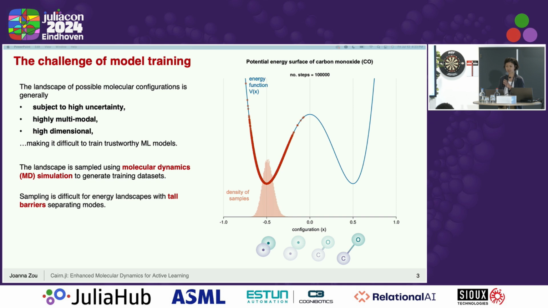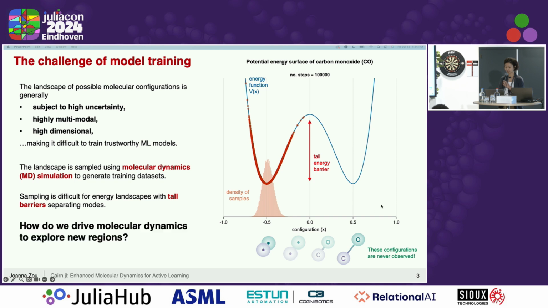Now, carbon monoxide has a strong bond, meaning that it takes a large amount of energy to pull the atoms apart and change its bond structure, which corresponds to a tall barrier between the energy wells. And since the force acting on the atoms is related to the gradient of this potential energy landscape, we see that the trajectory remains confined to this local minimum, and we never observe the molecule in its second equilibrium state. This is a major problem when we use MD trajectories to generate training data for machine learning models, because models trained on an insufficient subset of the state space can lead to unreliable predictions.